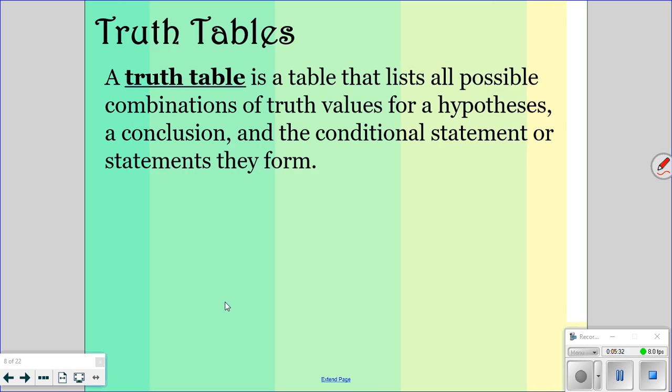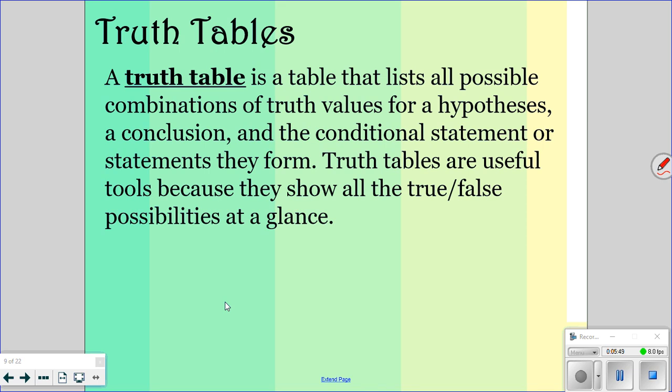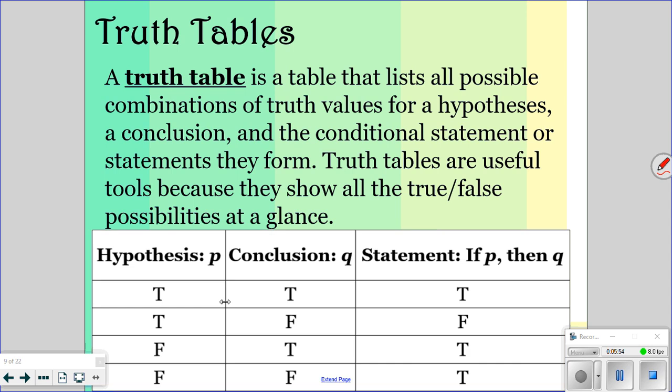Now we're going to look at truth tables. A truth table is a table that lists all possible combinations of truth values for a hypothesis and conclusion, and then the conditional statement or whatever statement they're asking you to form. So truth tables are useful because they show all of your possibilities at a simple glance. And this is what a truth table looks like.